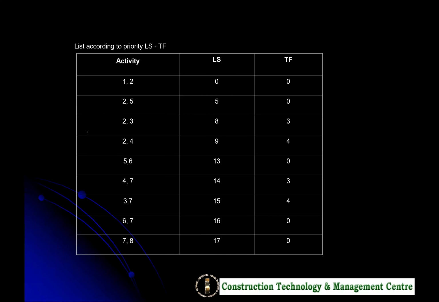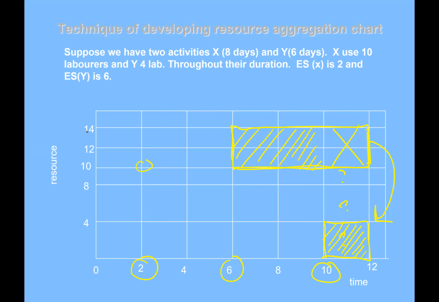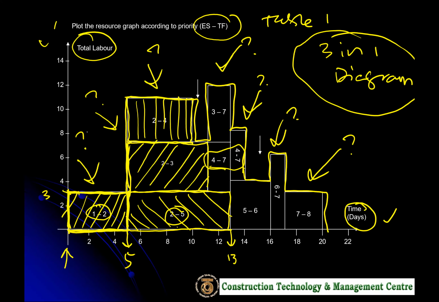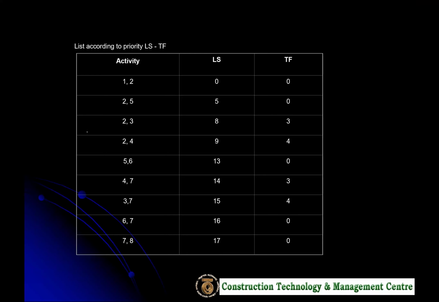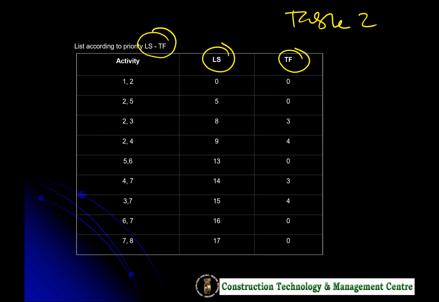Okay, now, so you will get this kind of graph. You will get this kind of graph. This is for table 1 only. Then you will repeat the same process for table 2. In table 2, you notice late start and total float. Late start and total float. And you do the same sorting.